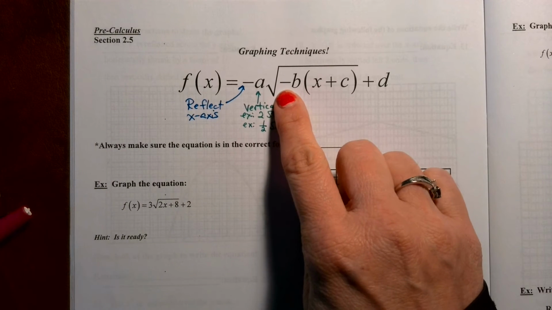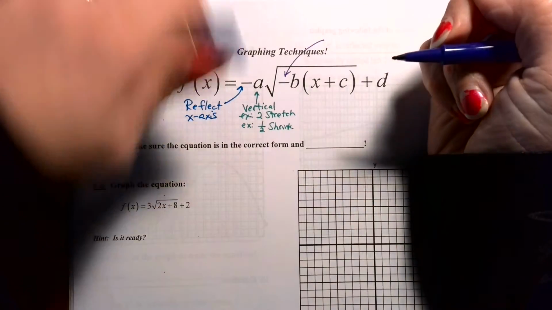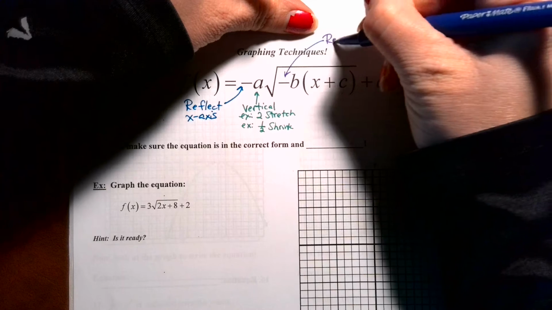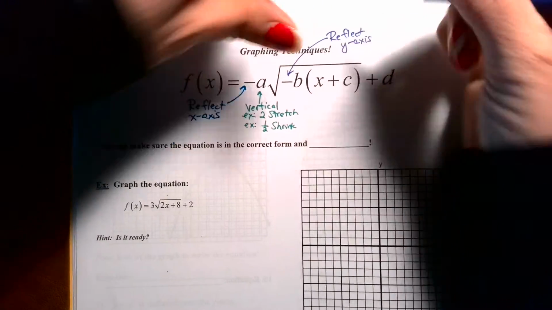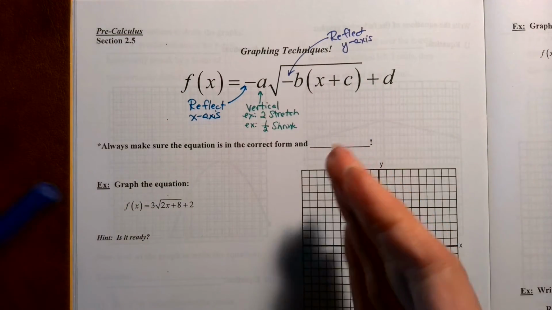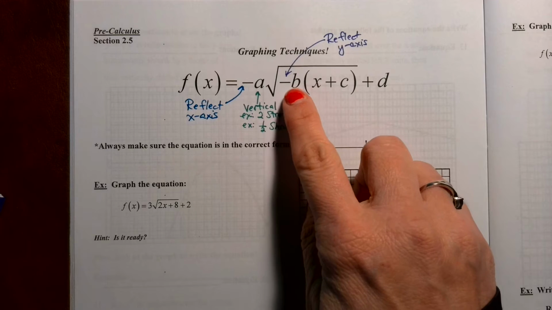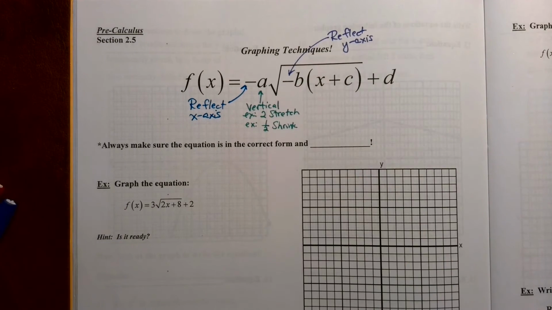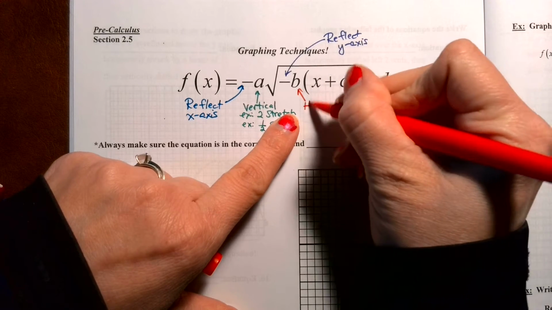Okay, how about a negative inside the function? Negatives inside the function mean that you need to reflect over the y-axis. Okay, so take a look at the parentheses or the function and see where the negative is located. The b value there, that is going to be a horizontal.